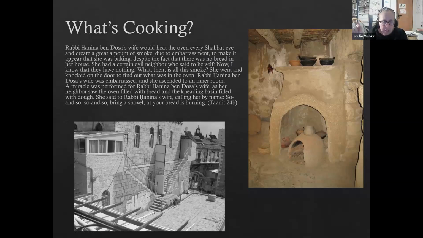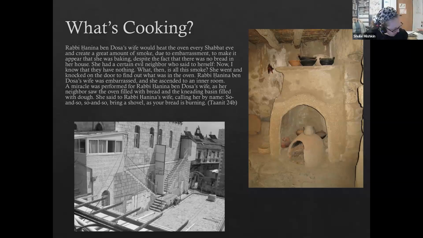But then a miracle happened. Her neighbor saw the oven filled with bread and the kneading basin filled with dough. And she said to Rabbi Chanina's wife, calling her by name, so-and-so, bring a shovel. Your bread is burning, right? That's what happens when you are too nosy.